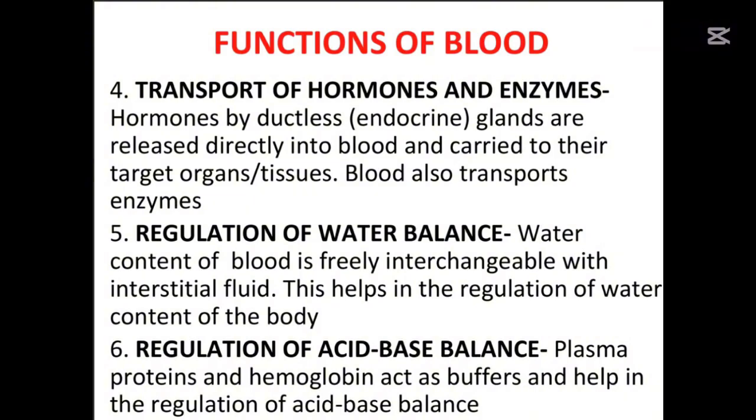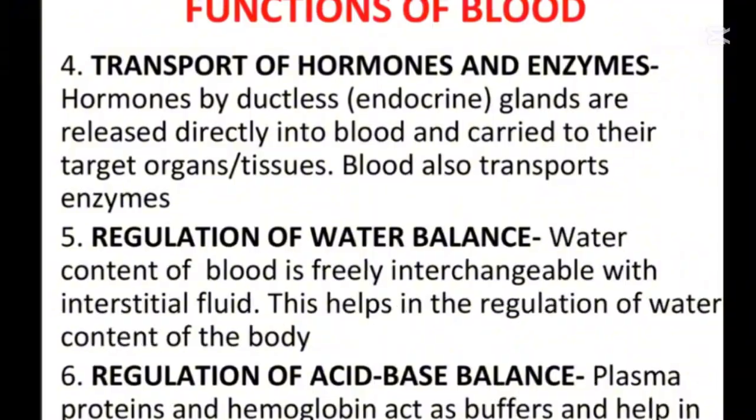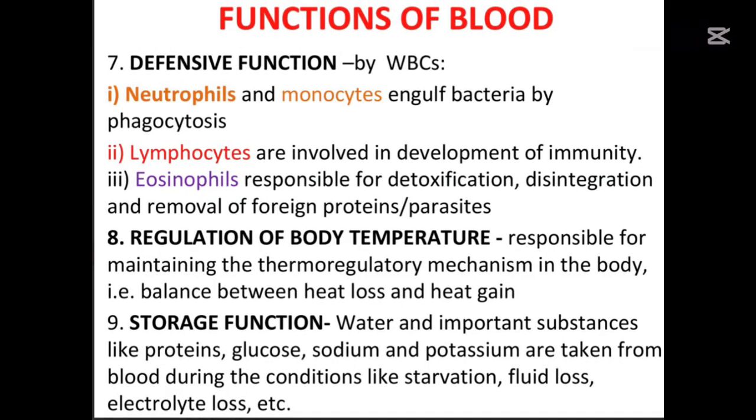It also regulates acid-base balance, through plasma proteins and hemoglobin, which we'll be discussing in other parts of our physiology playlist. The next one, it has a defensive function. Why? Because it produces what we call macrophages, which are neutrophils and monocytes, which undergo phagocytosis, and there is the presence of lymphocytes for cell-mediated immunity to help us defend the body from any form of attack, and also eosinophils to help us guard the body from parasites and so many things.